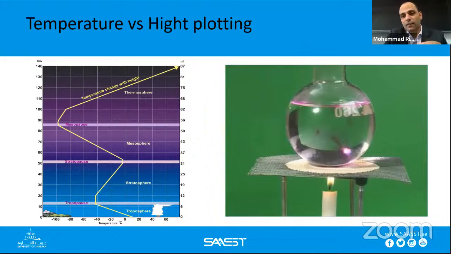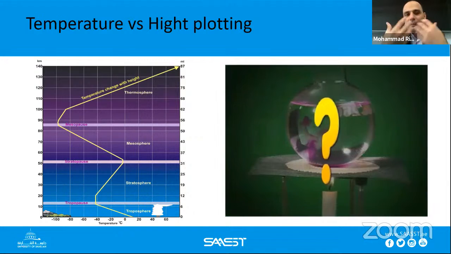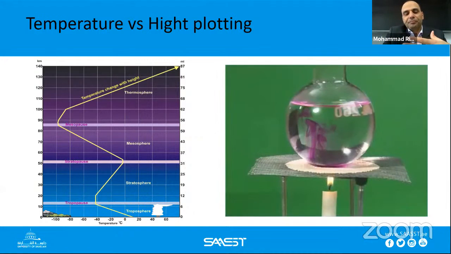When they put a candle under this flask, the temperature heats the color, the drops of color, and makes some turbulence as we see here. So the temperature is the main player in this equation.